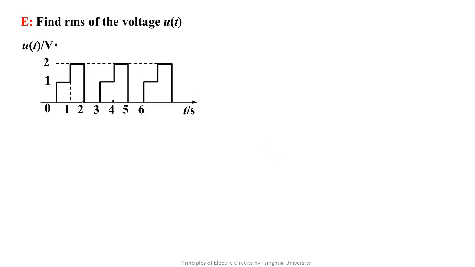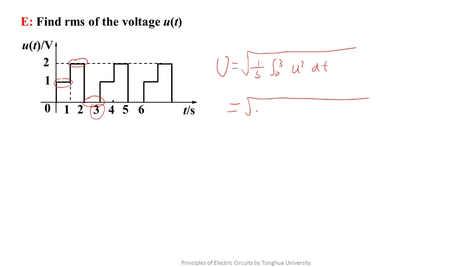Next, let's do an exercise. This voltage wave is a periodic one whose cycle T is 3 seconds. According to the definition, its effective value or RMS value is the square root of 1 over 3 times the integral of the square of u from 0 to 3. u can be divided into 3 parts from 0 to 3. It equals 1 from 0 to 1, 2 from 1 to 2, and 0 from 2 to 3.